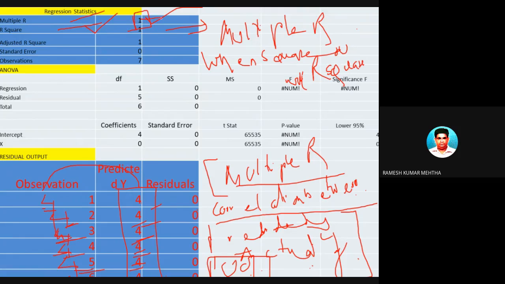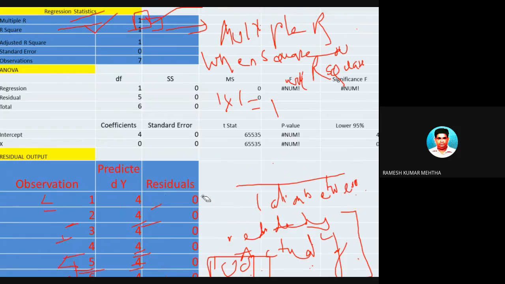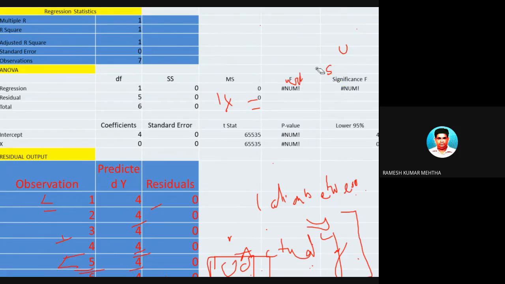Here it is 1, and that's the reason this is also 1. 1 into 1, or 1 square, is equal to 1. But not necessarily every time it is going to be 1. It's not necessary that your model will be 100% able to predict the outcome variable or the dependent variable. Humanly, it is not possible.